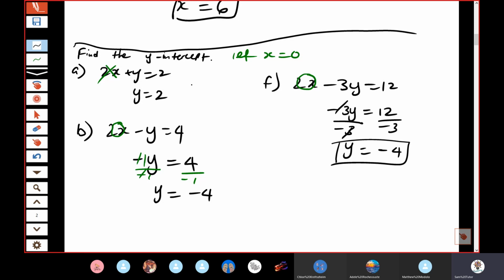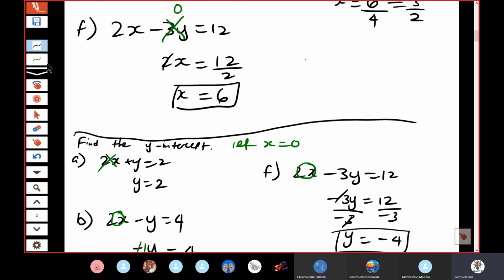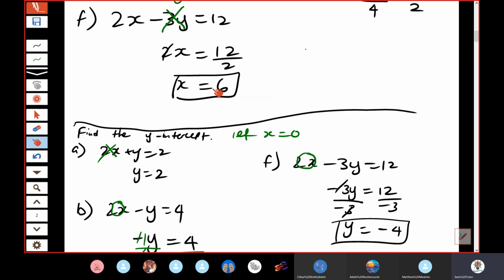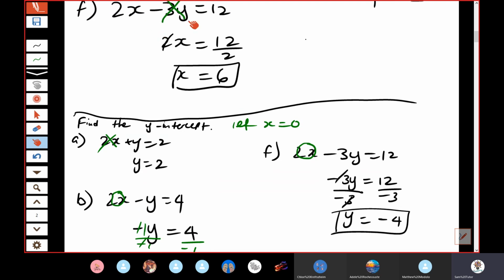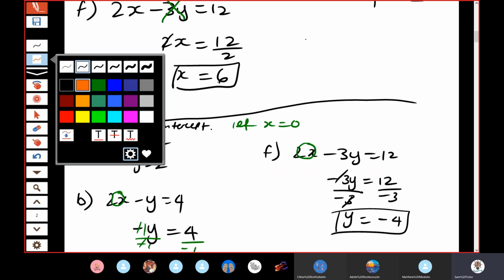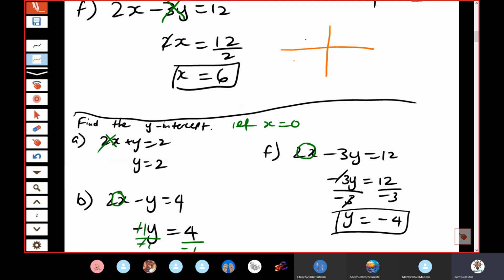Why are we doing all this? This is why. So now, let's go back to F. We just found the x-intercept, and we found the y-intercept. So, same question, but we found the x and the y-intercept. What I can do now, if I know the x-intercept is 6, I know the y-intercept is negative 4. Can we see that? x equals 6, which is there. y equals negative 4, somewhere there. You can just draw your line through them now.